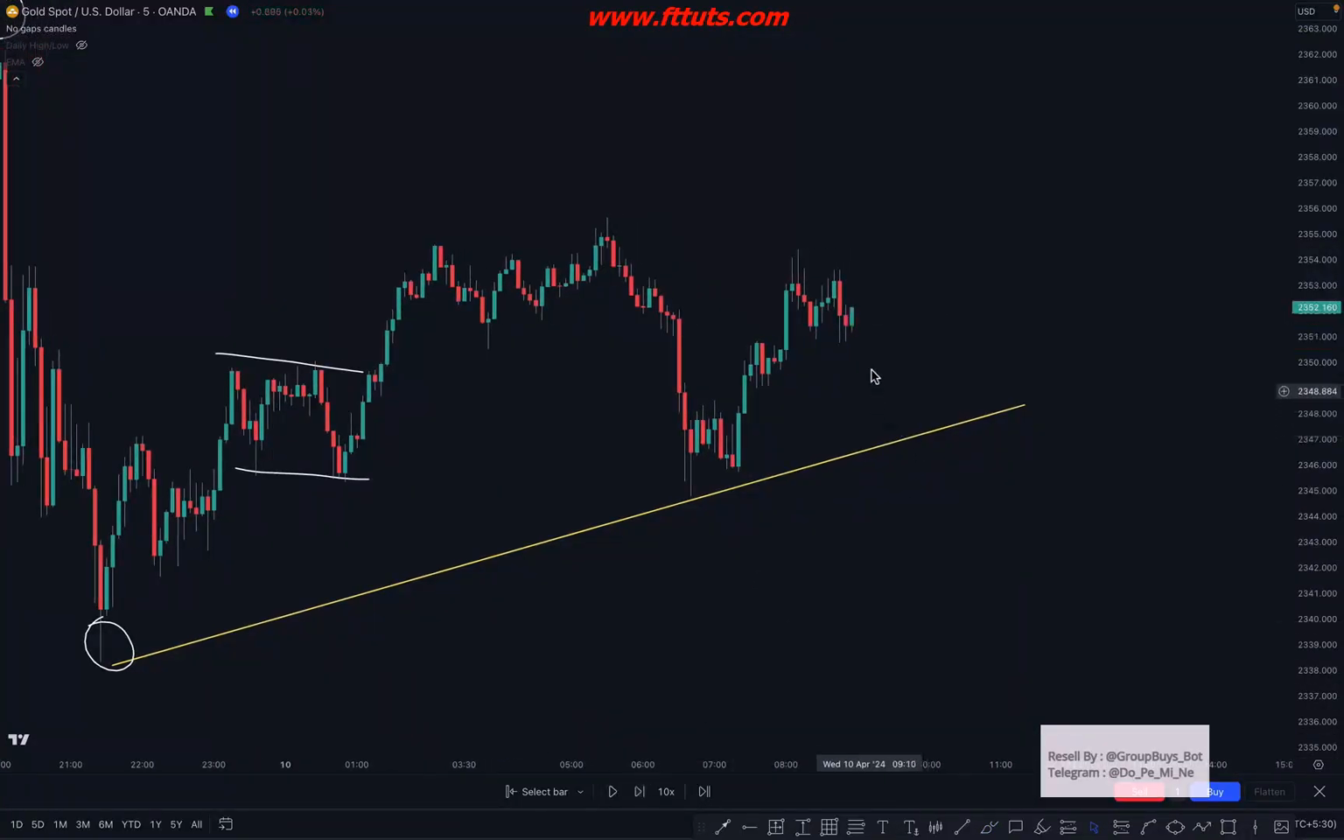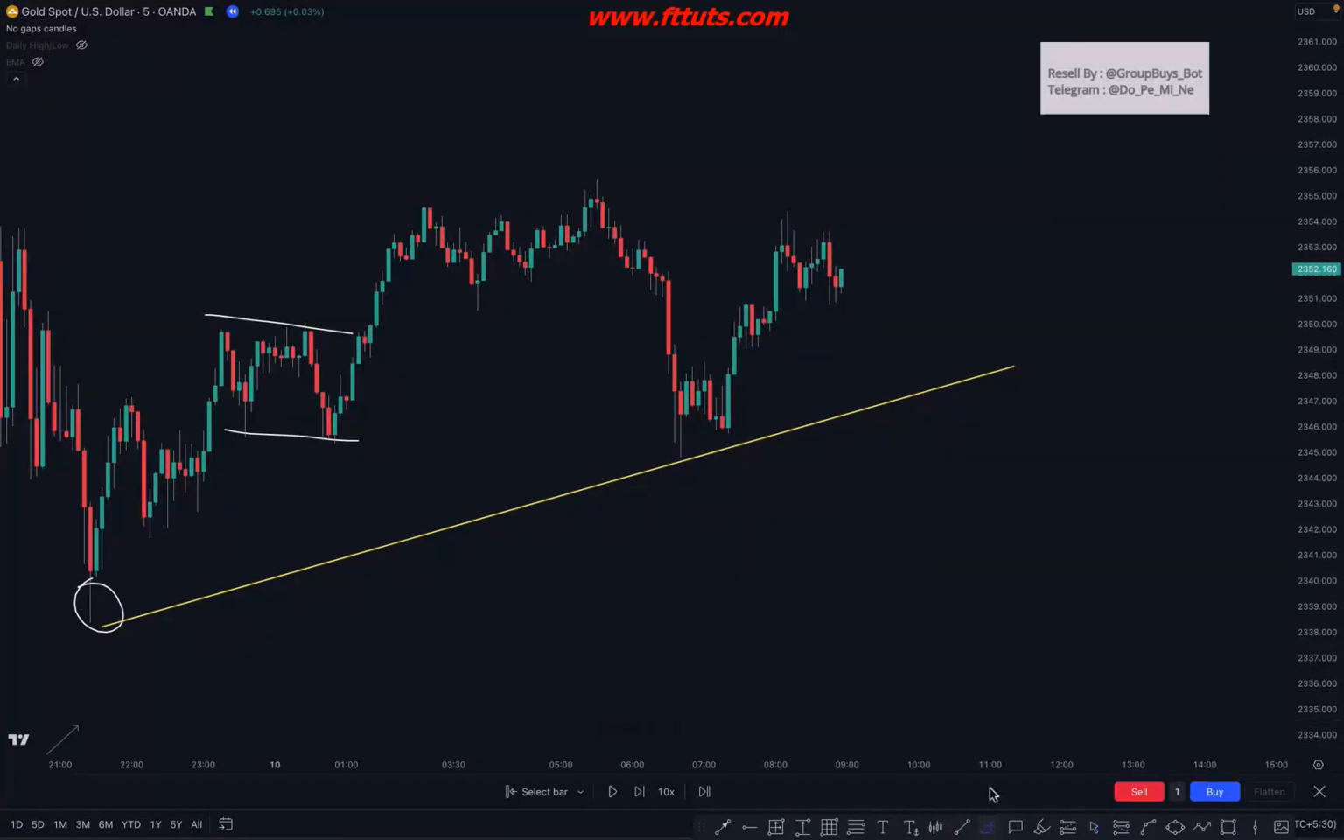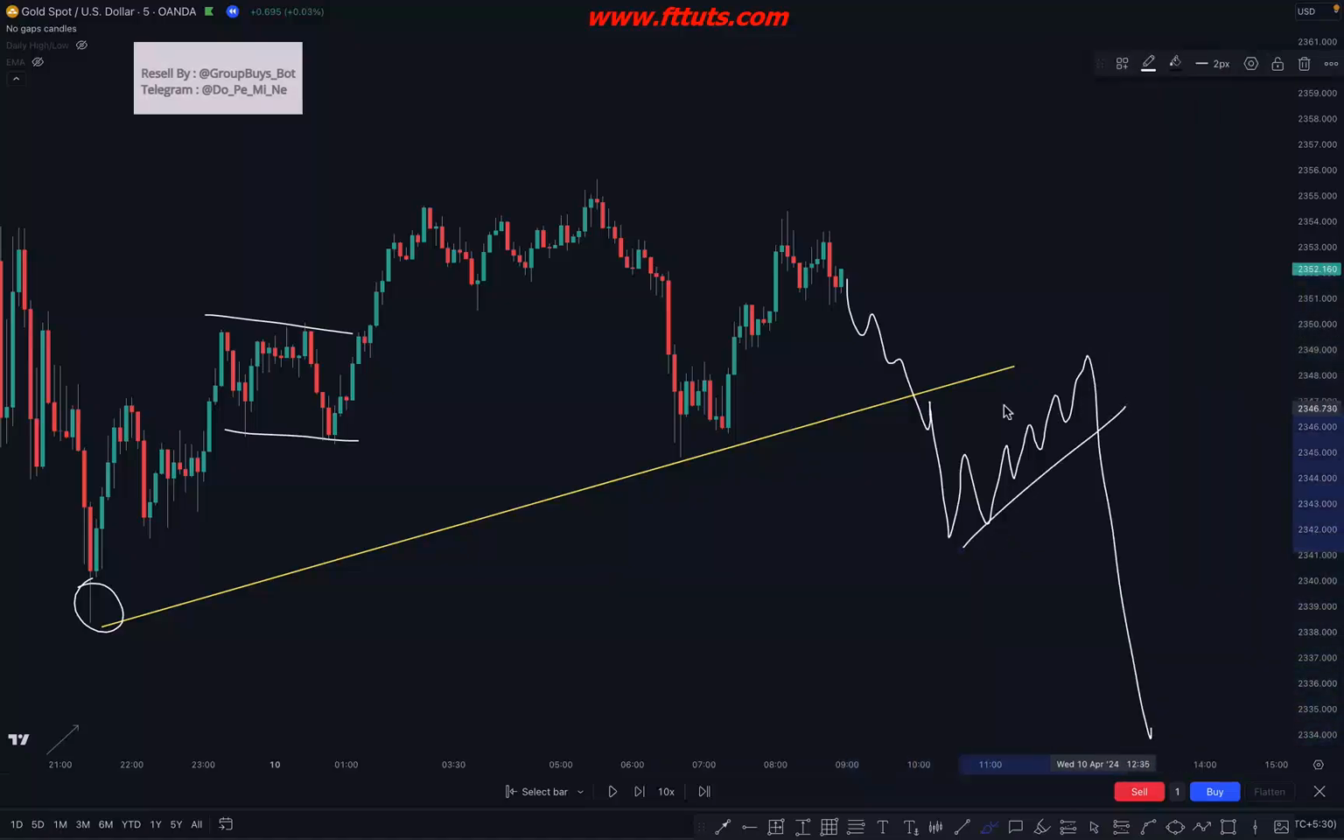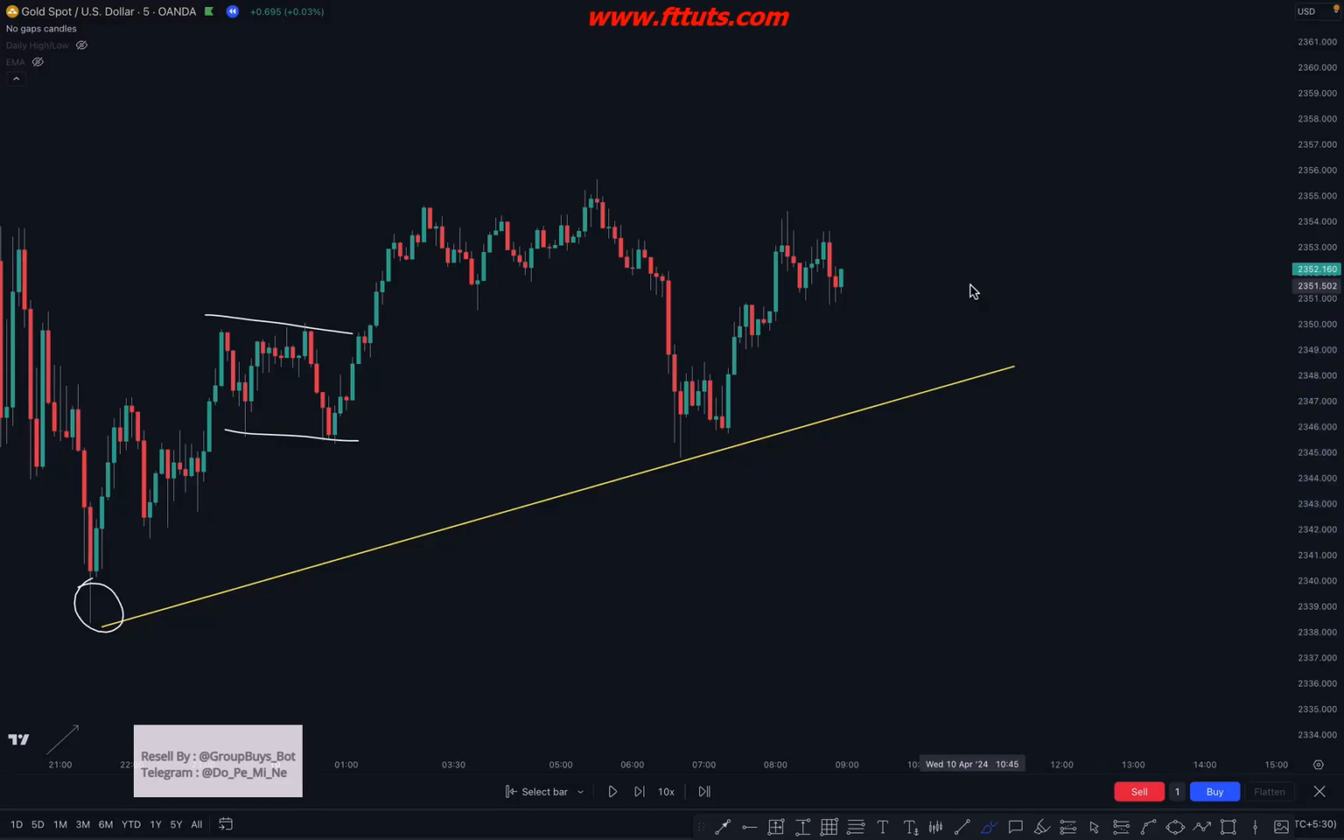And what happens if the market pushes downside? For example, if the market pushes downside and creates a flag pattern, then we can sell here at this point. And this is our next possible entry on the 5-minute time frame in gold, right? So let's see what happened next in this case.